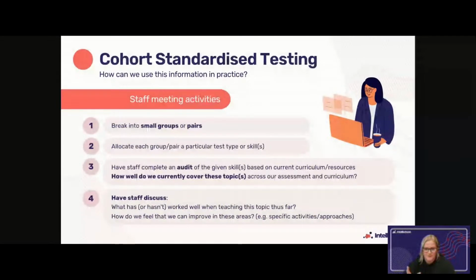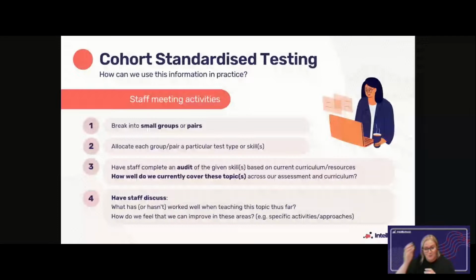Let's complete an audit of how well we actually cover these skills in our current assessment, curriculum, and resources. So you could easily set aside an hour or more to do an audit like this. We want staff to discuss, okay, so what has worked well when teaching that topic, and getting them to share ideas that they've used in their own classes. But it's also really important to share what hasn't worked well, because clearly this is a skill that kids are nearly there. They're nearly able to master it, but not quite. We've got quite a number of kids who need support with that.